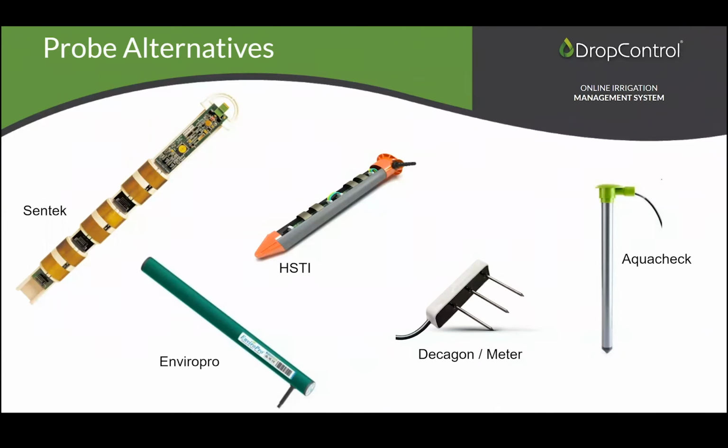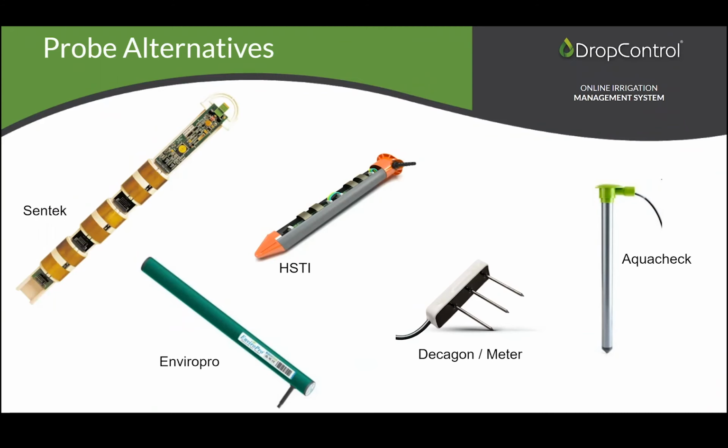Then you have EnviroPro, very popular, lower cost, 5-year warranty. It's a good solution. HSTI or HydroScout, also been around for a few years, also has a long-term warranty and seems to be having a good response from the market. Then you've got AquaCheck on the right, which is a very common probe and used by a lot of telemetry companies out there, and a lot of growers have had experience with them. And then the Decagon or METER Group sensor, the GS3. They have other models, but I would say this would be the one to go with, the GS3, which allows you to monitor moisture, temperature, and electrical conductivity.